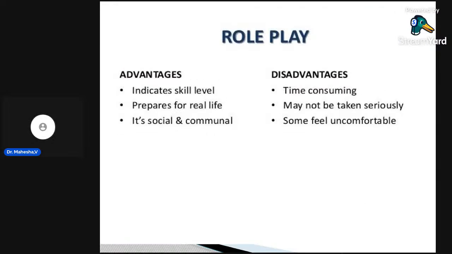Advantages and disadvantages. It indicates skill level, prepares for real life. It is social and communal sometimes. Certain disadvantages are time consuming, may not be taken very seriously. Some feel uncomfortable. Sometimes some of them may feel very uncomfortable.